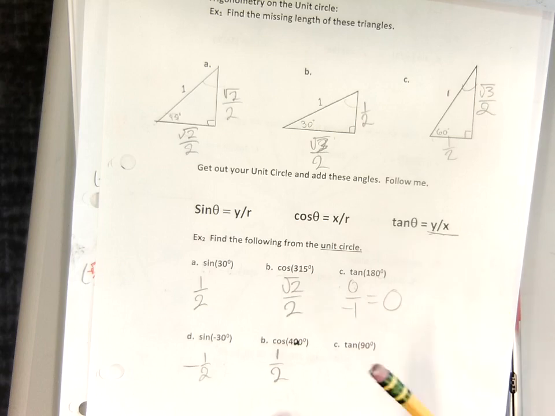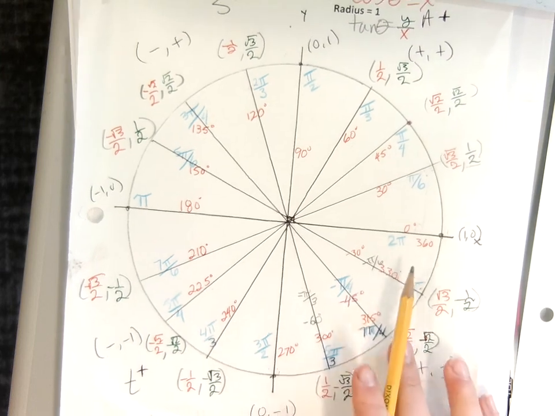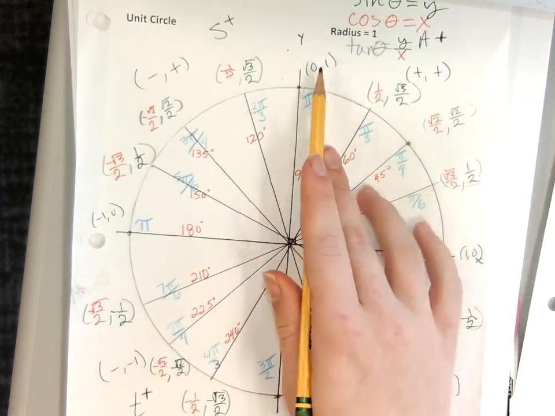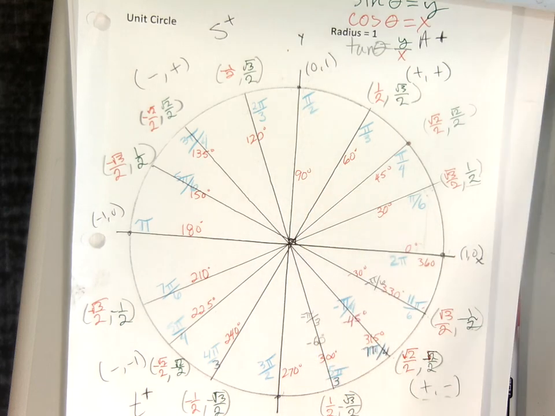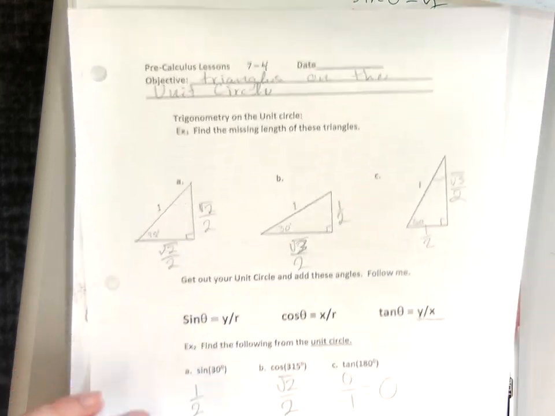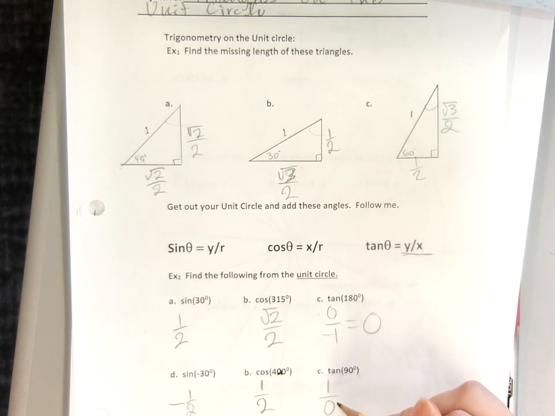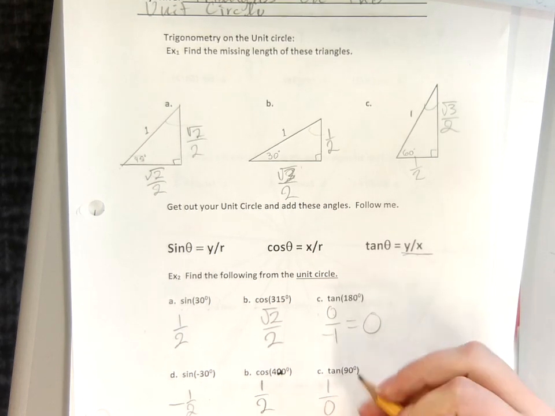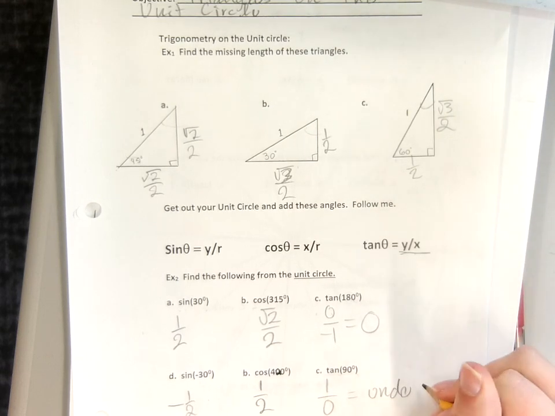All right, now tangent of 90. We're going to look for 90 degrees. The coordinate at 90 degrees is 0, 1. We're going to take y over x. Y over x gives us 1 over 0. Well, you cannot divide by 0, so this is an undefined value. There is no tangent at 90 degrees.